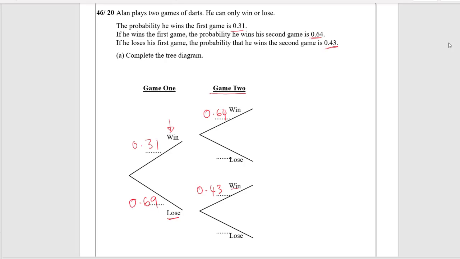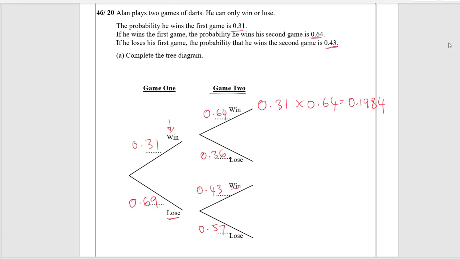Now the game 2 branches need to add up to 1 as well. So 1 take away 0.64 will give us 0.36. And 1 take away 0.43 will give us 0.57. Now when you get a question like this, I always advise my students to work out the probability on the right hand side of the branches. So let's have a look at game 1 win times by game 2 win, which is 0.31 times 0.64. That gives us an answer of 0.1984.